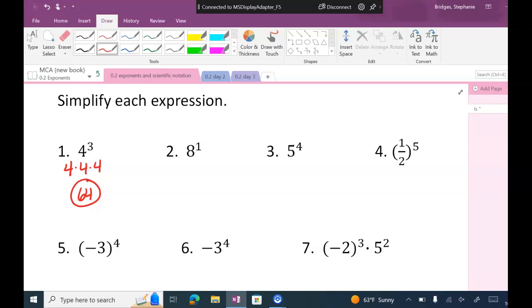So what is 8 to the first power? 8. Okay. And 5 to the fourth means 5 times 5 times 5 times 5, which gives me 625.